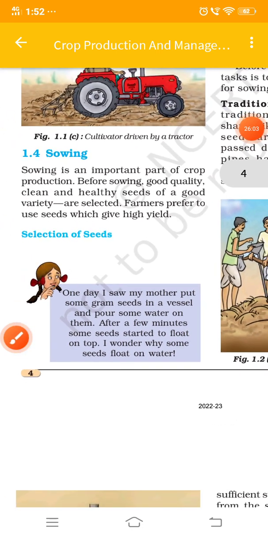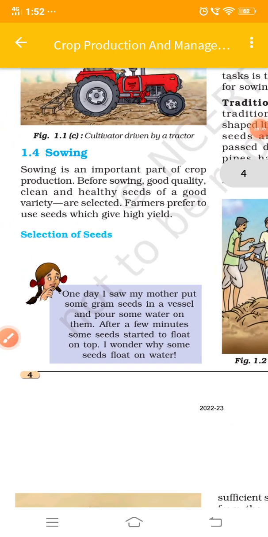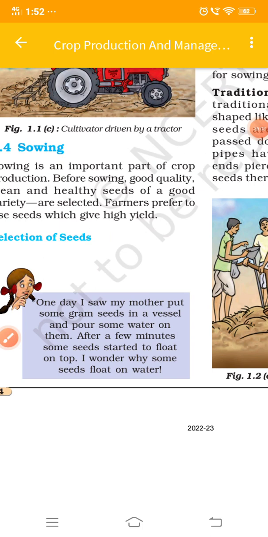Yeah. So, selection of seed. Here is the very easy process which this girl, Harper Haley, has explained. She said that once she saw her mother with gram seeds and a vessel with some water in it. Her mother put all the gram seeds in that vessel, and after a few minutes she saw that some seeds were floating.